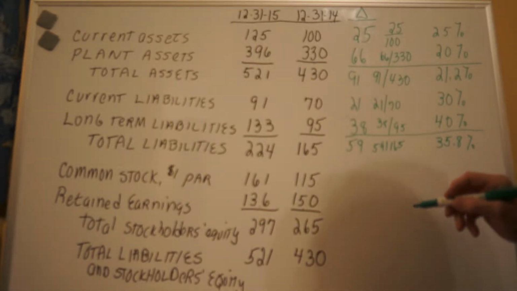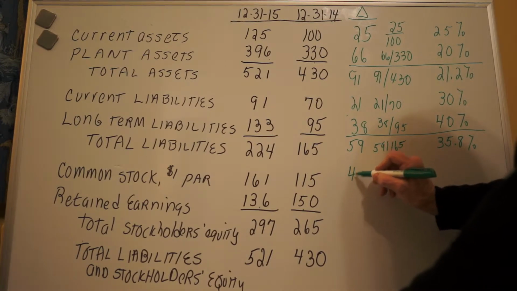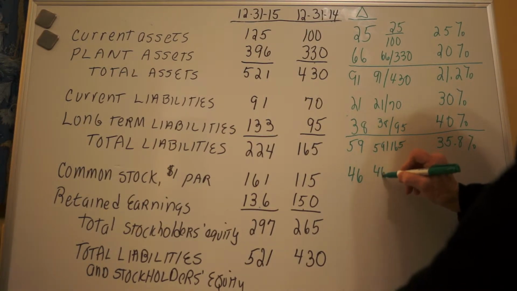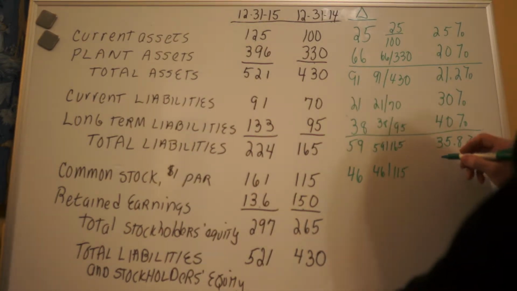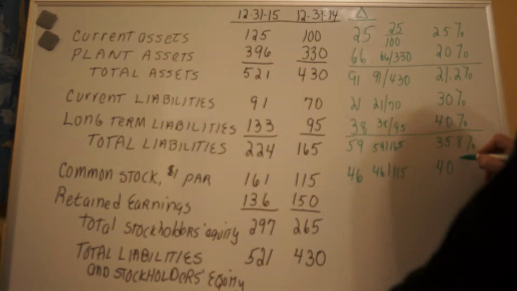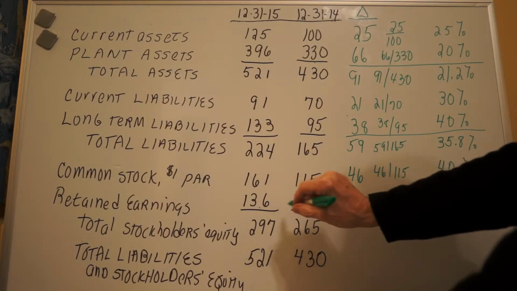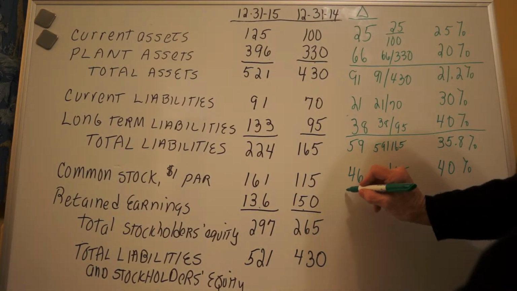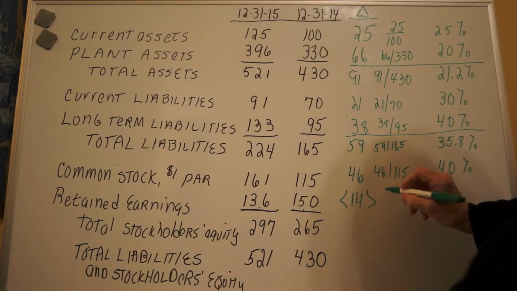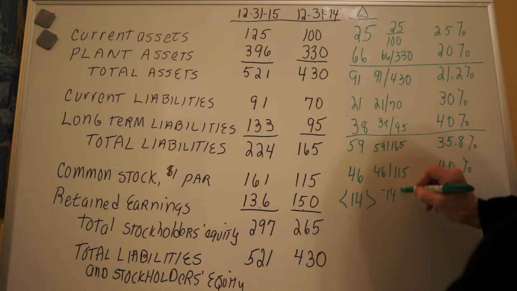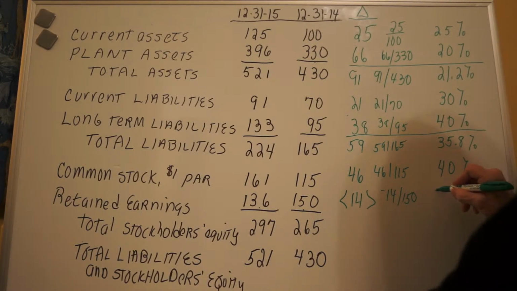Come down to our stockholders' equity. We have a 46 change in common stock, 46 divided by the base year. At least you'll have the formulas down by the time we're done. That's a 40% increase in the amount of common stock. And then we come to retained earnings. Oh, that decreased. So we're down 14 from the base year. So it's negative 14 divided by the base year, which gives us negative 9%.